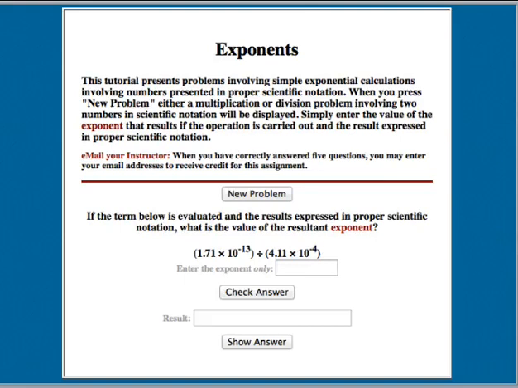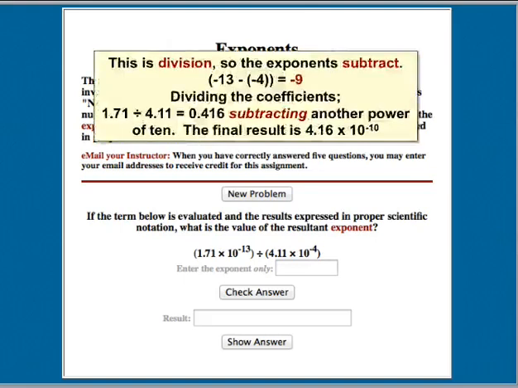Doing division here. When you do division, exponents subtract. Multiplication, they add. Division, they subtract. So we have 10 to the minus 13 minus a minus 4. It's plus 4, isn't it? Gives us a total of minus 9.